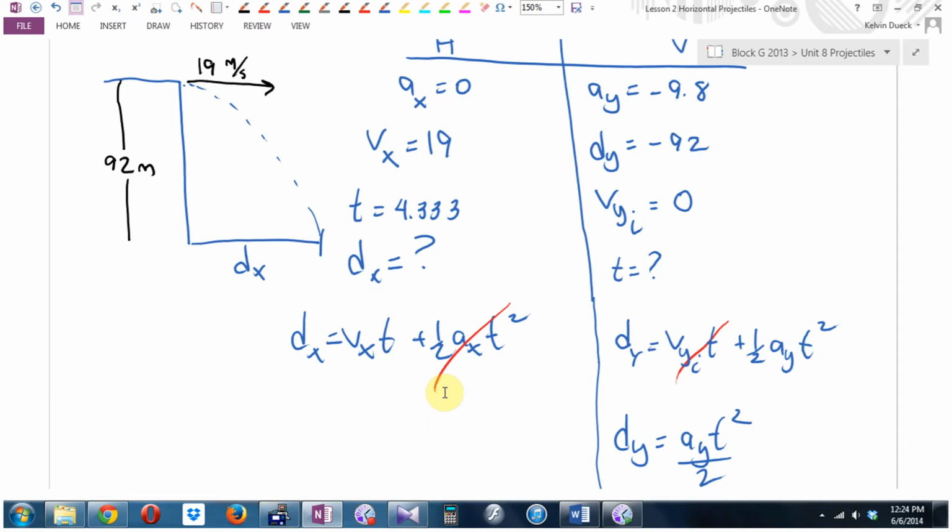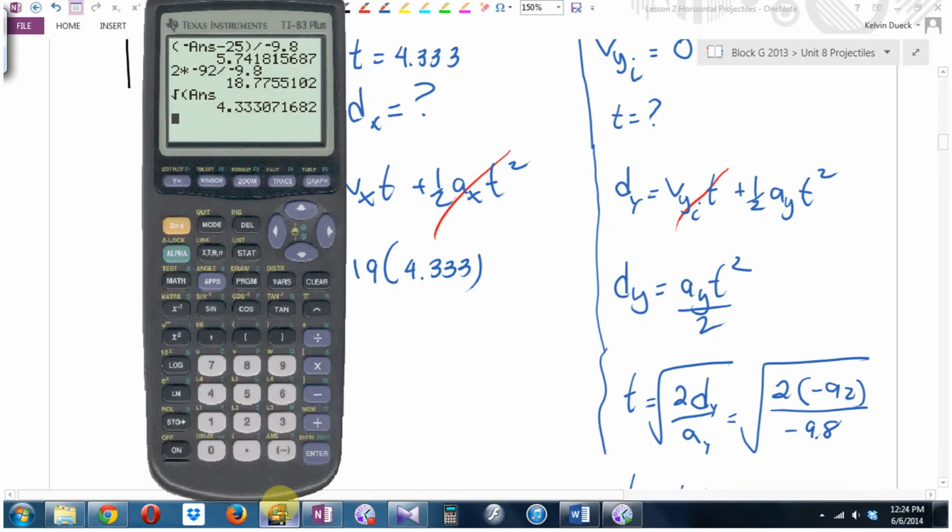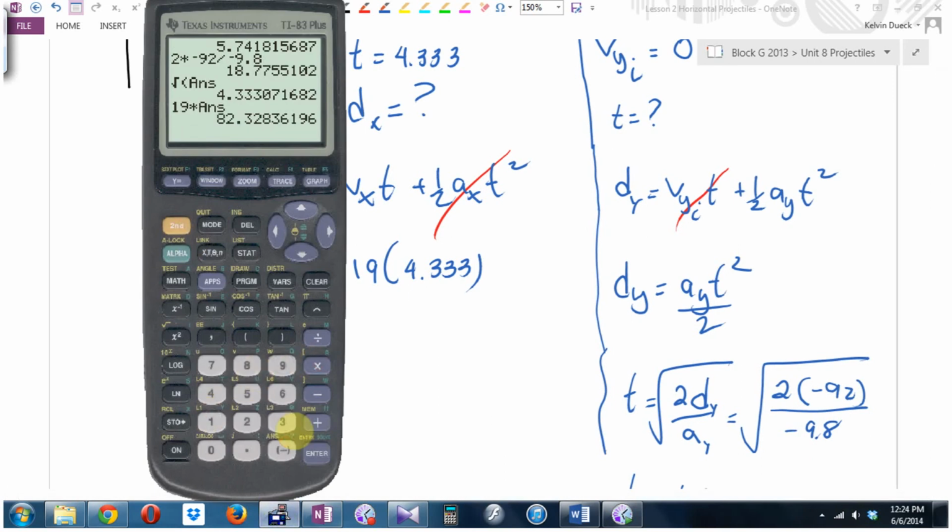I guess it's going to be dx equals 19 times 4.33333. How far will this projectile go? Where will it land? 19 times answer button. As I said, you'll spend most of your time finding the range. Actually fell apart pretty quick, didn't it? Pretty quick.